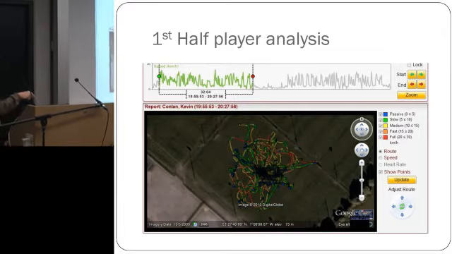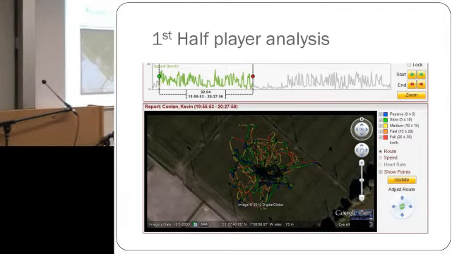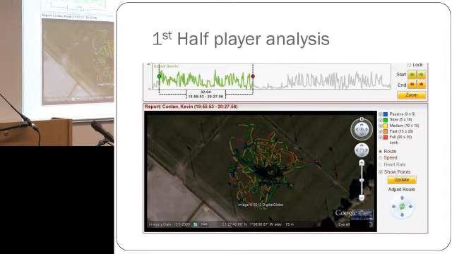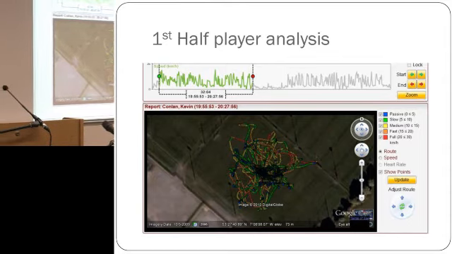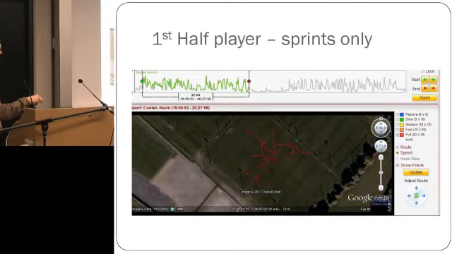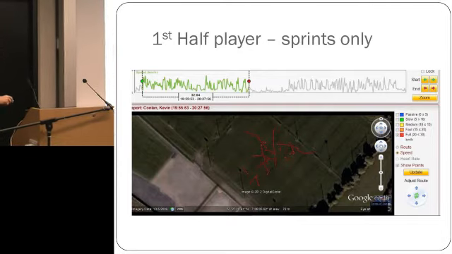Half forward, team playing this way. This was his trace during the first half. The color coding shows when he was running at different speed ranges. It looks like a jumble of information, and the next step is: how do you interpret all this information? But you can do other types of analysis on it. You can look at when he sprinted. There's a sprint. You must have been a bit lazy there, Kevin. You weren't doing a lot of sprinting.